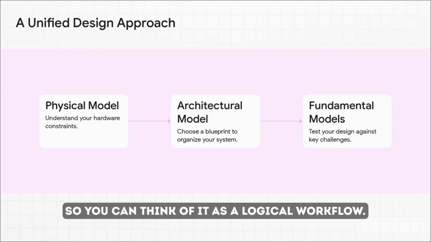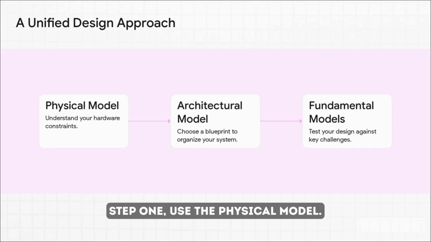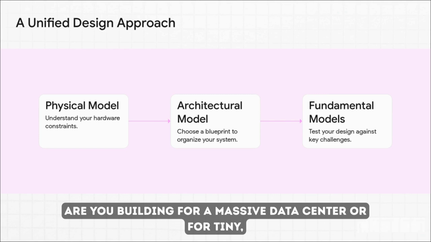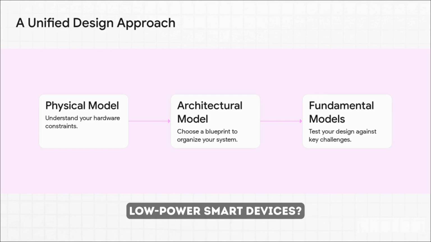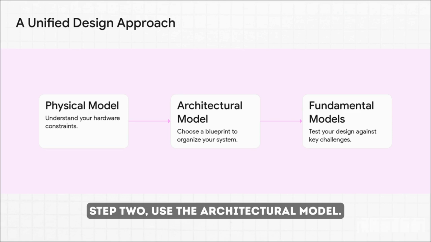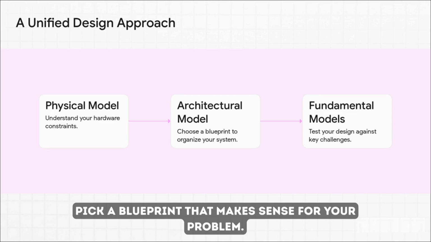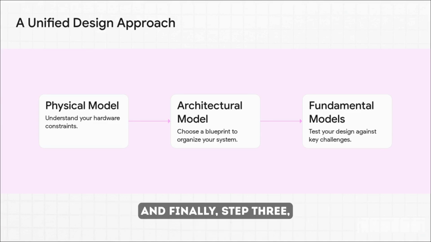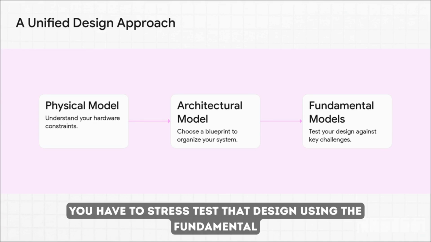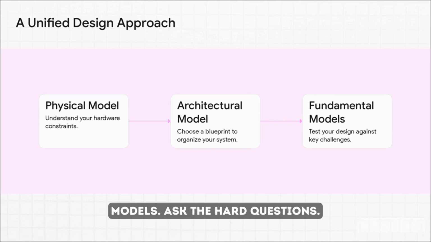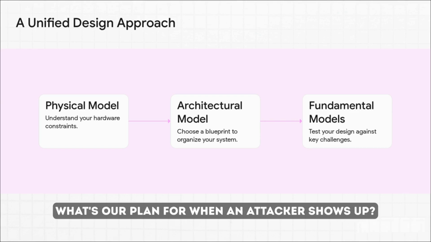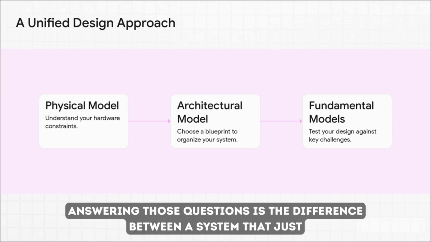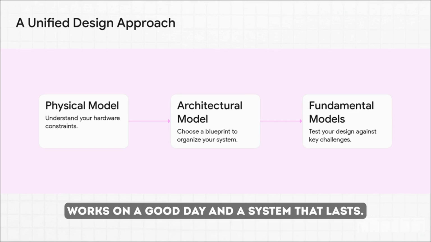So you can think of it as a logical workflow. Step 1, use the physical model. Understand your constraints. Are you building for a massive data center or for tiny, low-power smart devices? Step 2, use the architectural model. Pick a blueprint that makes sense for your problem. And finally, step 3, you have to stress test that design using the fundamental models. Ask the hard questions. What happens if this server crashes? How do we handle network delays? What's our plan for when an attacker shows up? Answering those questions is the difference between a system that just works on a good day and a system that lasts.